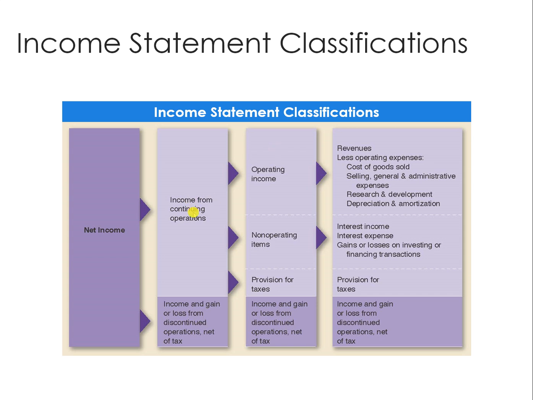The income from continuing operations can be expressed as three items. Operating income. Operating income is from the operating activities, and we know operating activities are a company's primary transactions. So if we are a merchandising company, we buy inventories and we sell inventories. Those are the operating activities, right? The next is non-operating activities, the non-operating gains or losses.